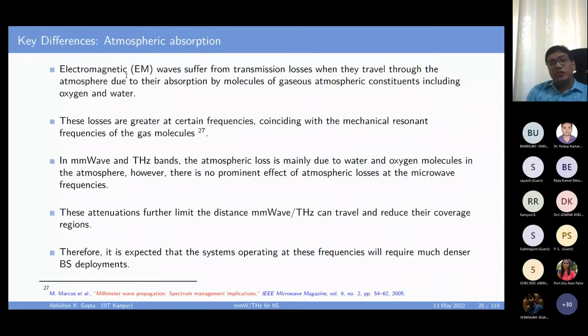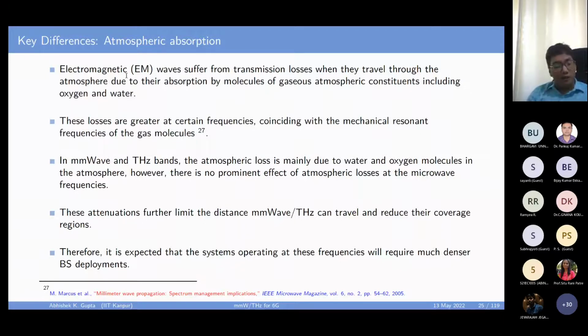So this depends on the frequency because the size of the molecules and the wavelength need to be of a similar order so that the interaction can occur. Right, and that's why we have these resonant frequencies for gas molecules, which, if they're equal to these frequencies, then the absorption loss will be high. So in the millimeter and terahertz band, because of their wavelength, they are very similar to water and oxygen molecules, and that's why they have very high atmospheric loss because of these two types of molecules.